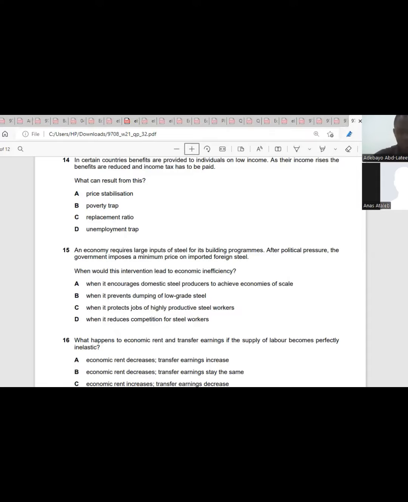Government is trying to give benefits to those that have low income. In the course of doing that, as their income starts increasing, government starts charging them more taxes. What will happen? They are going back to where they came from: poverty, the poverty trap. Government is taking them away from the poverty trap, and because their income is increasing, based on what government is giving them, government starts charging taxes. They are going back to poverty.